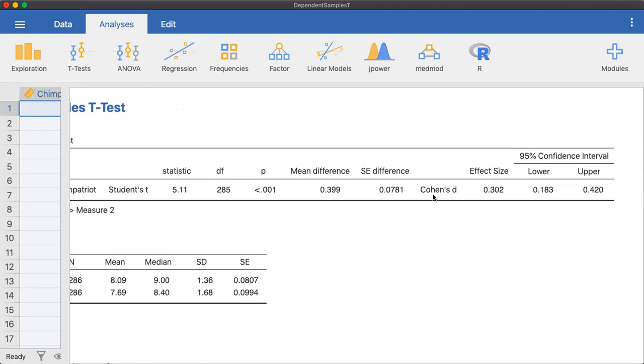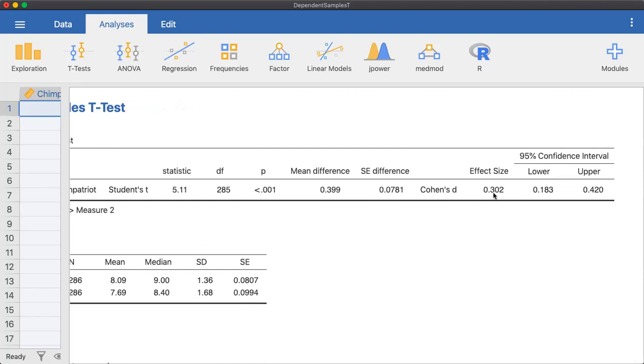Let's look at how many standard deviations away from 0 our average mean difference is. So our Cohen's d is 0.302, and that means that our average mean difference between these two conditions was 0.3 standard deviations away from 0, which is not super large. It's in the low to medium range. But nonetheless, it comes out as significant, and we do have a pretty large sample size here.